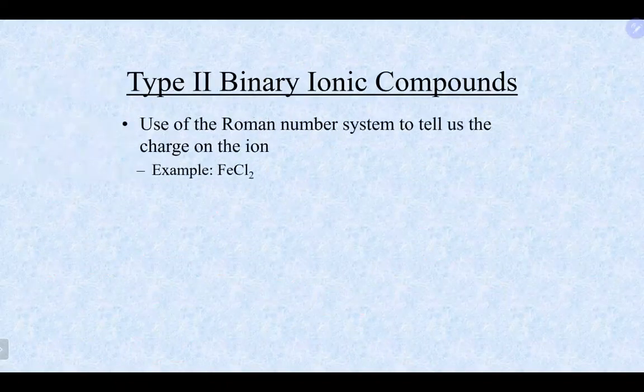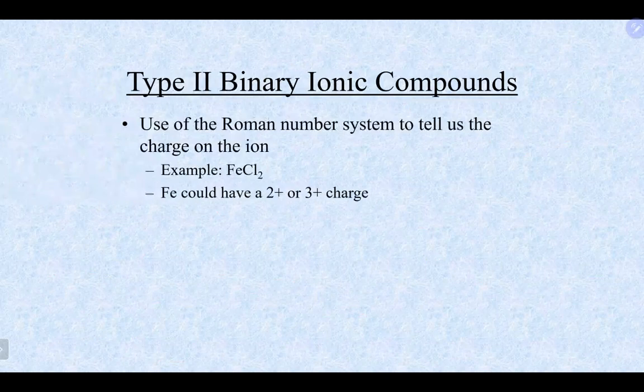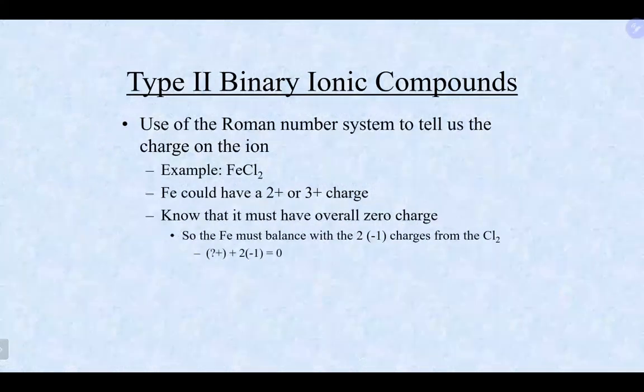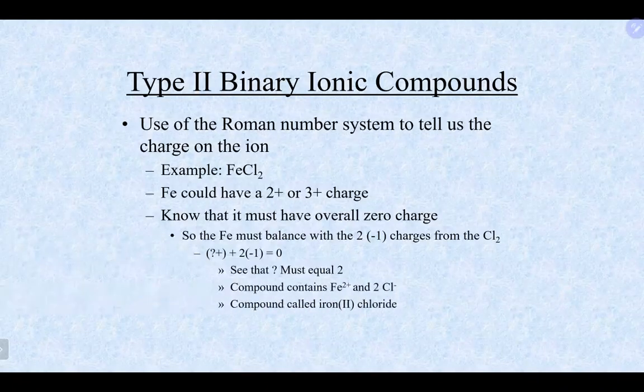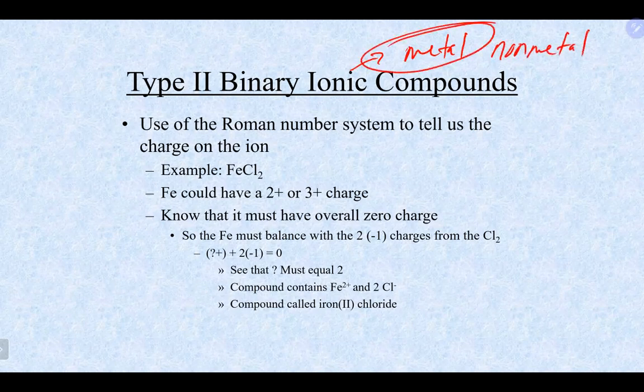So let's talk a little bit about type 2 compounds. When we have type 2 compounds, as I mentioned before, it is still going to be ionic, and it's still going to be that metal and non-metal together. And once again here, it is that metal that's really important for us to determine it as type 2.